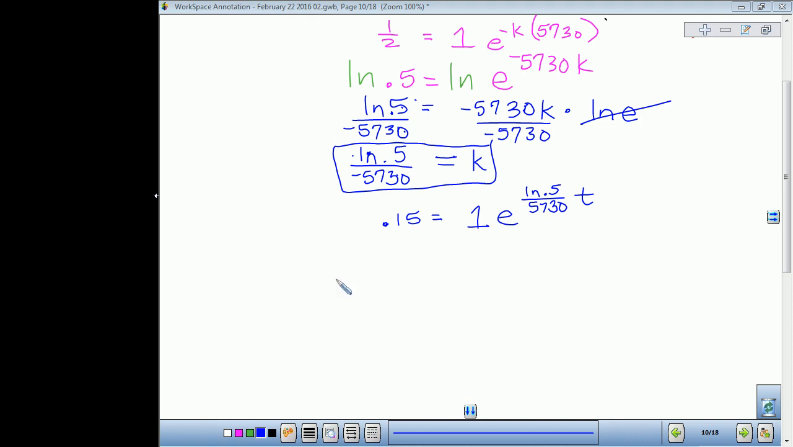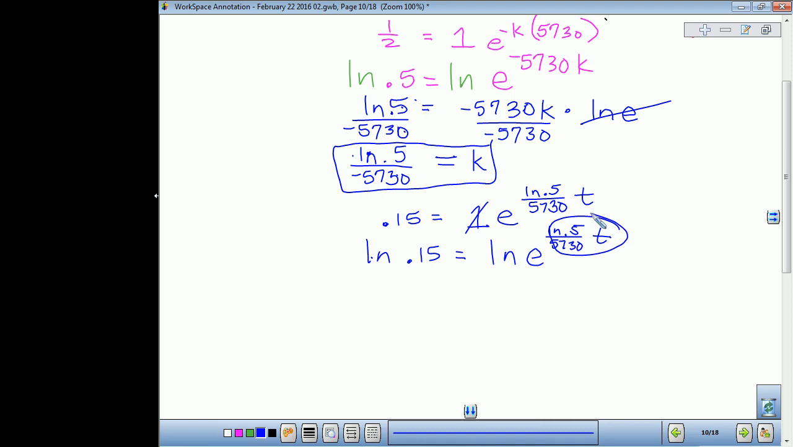And I'm thinking, I know I need to take a log. But in this case, because I have a base of e here, I'm going natural log. So natural log of 0.15. And this 1 doesn't really matter. So I get the natural log of e to the ln of 0.5 over 5,730 t. Would it be negative? It was a negative k. So when I do the opposite of a negative, it becomes positive.